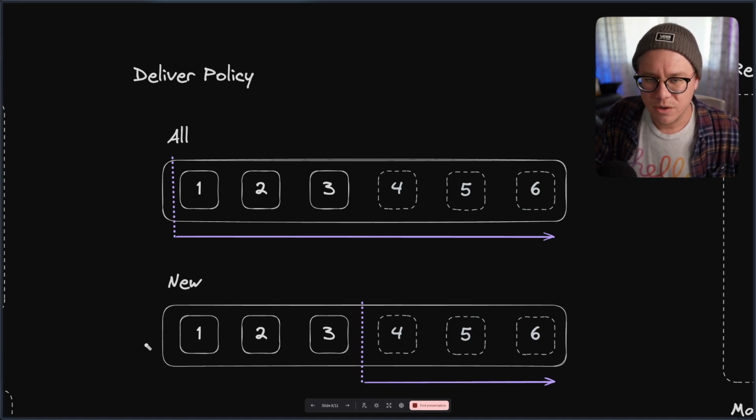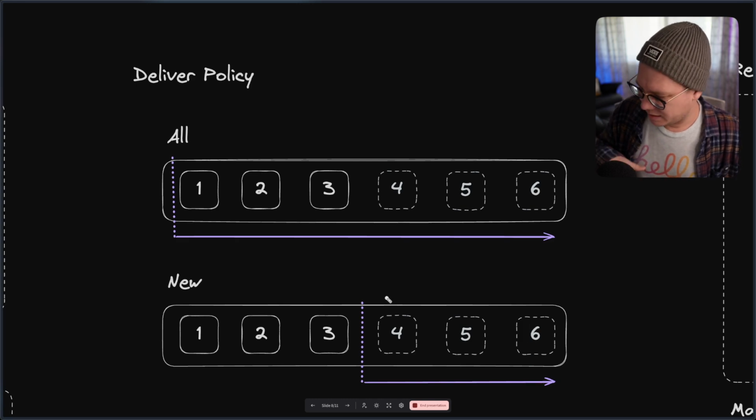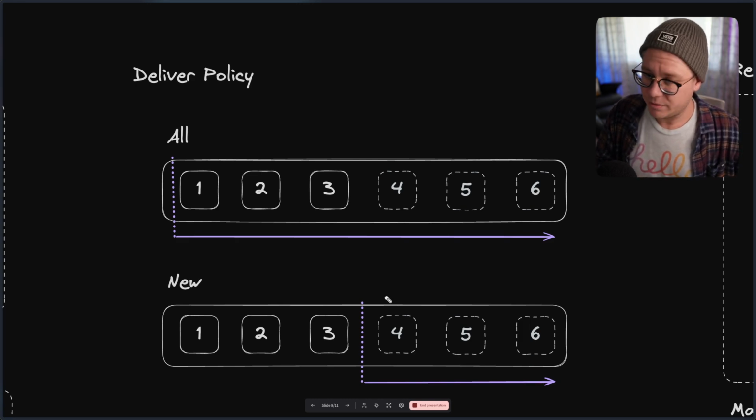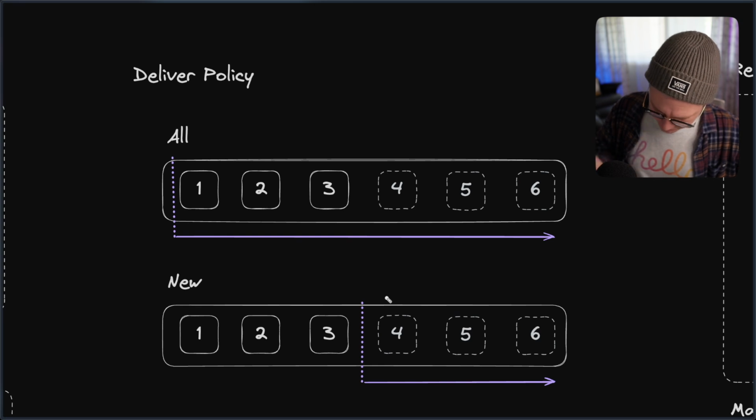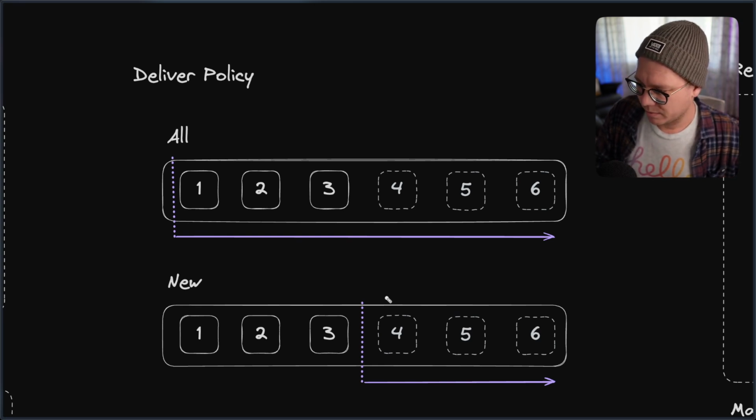Then we have the new deliver policy, which is only going to deliver new messages. So if 1, 2, and 3 are in the stream and qualify for the consumer, they're not going to be sent, but it is going to start delivering any new messages that come along. This is great for things that need to jump in and just start seeing data coming now, and maybe start inspecting stuff. Great for monitoring or ad hoc, ephemeral consumers.